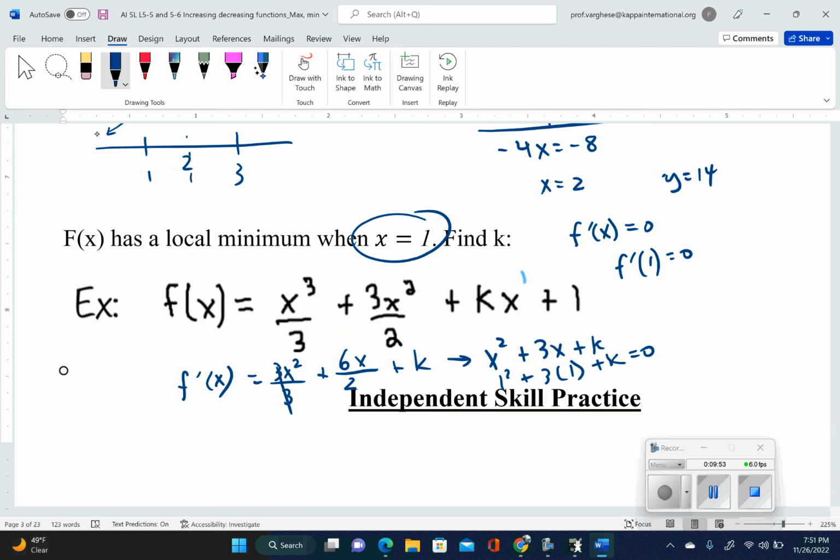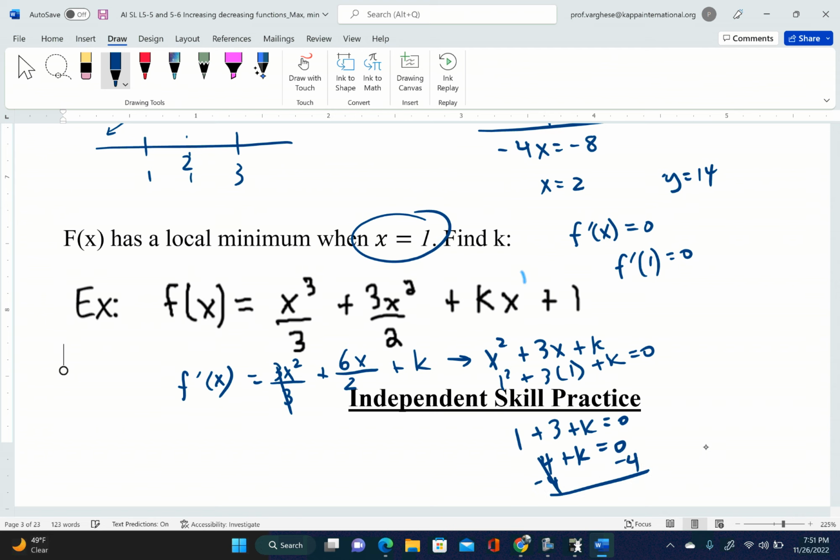1 squared is equal to 1. 3 times 1 is equal to 3 plus k is equal to 0. 1 plus 3 is equal to 4 plus k equals 0. Subtract 4 from both sides, and I get k is equal to -4. There's my answer. Just found out k.